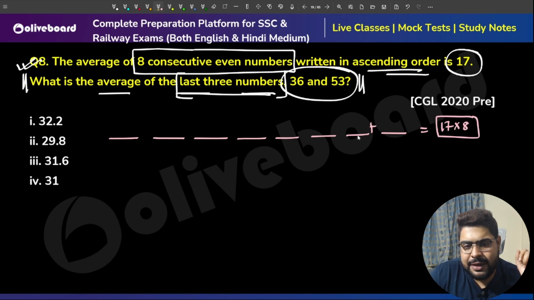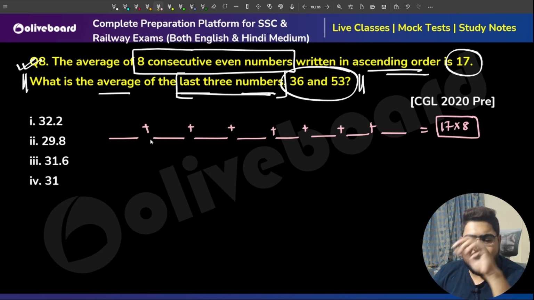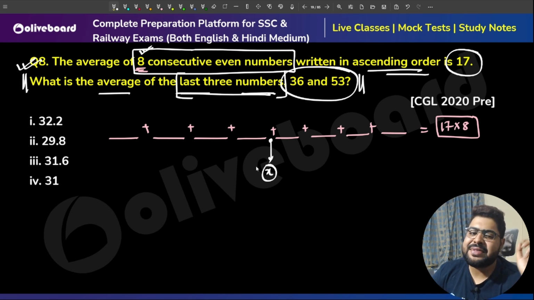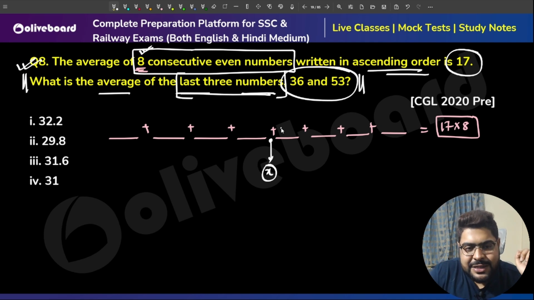Because sum is equal to average into number of numbers, and there are 8 consecutive numbers. What I'll do is, since this is an even count of numbers, 4 here, 4 here, the middle value is this. I am taking this as x, and this as x. So next one, x plus 1. Next one, x plus 3.